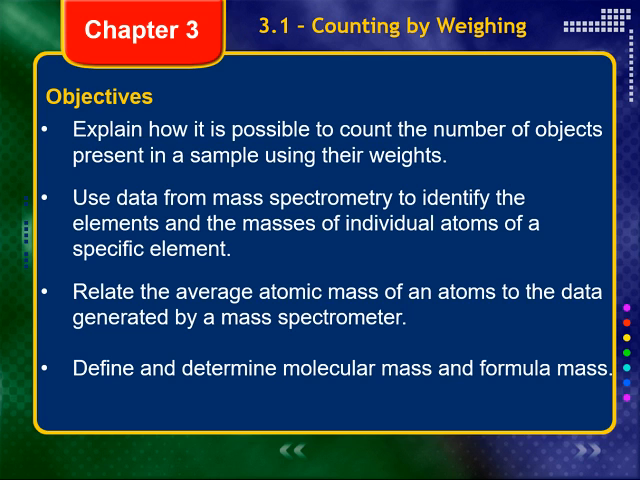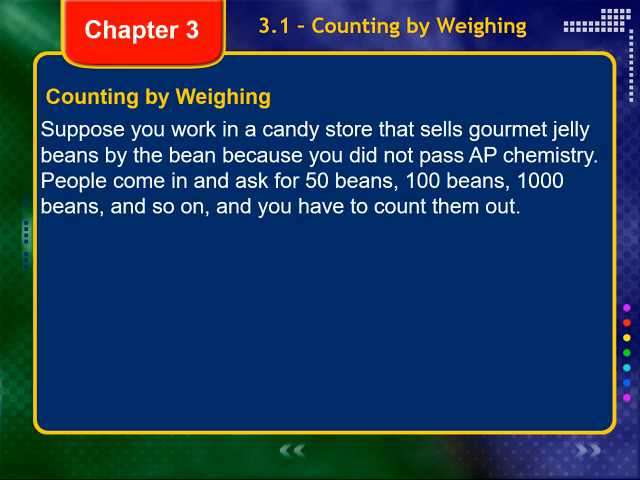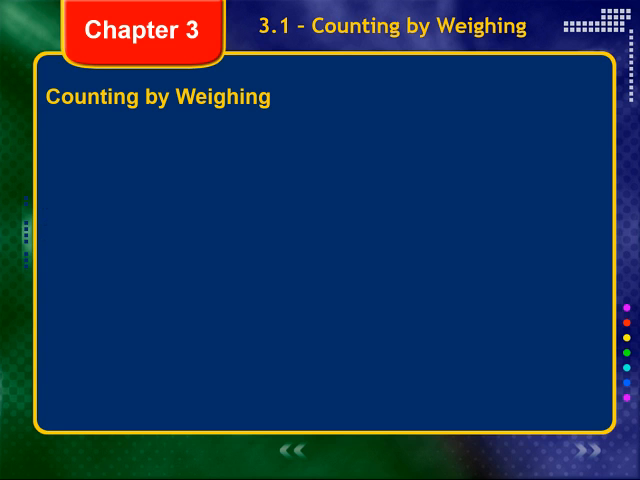So here we go. So counting by weight. Suppose you work in a candy store that sells gourmet jelly beans by the bean, because you did not pass AP chemistry. People come in and ask for 50 beans, 100 beans, 1,000 beans, and so on, and you have to count them out. Isn't there an easier way?